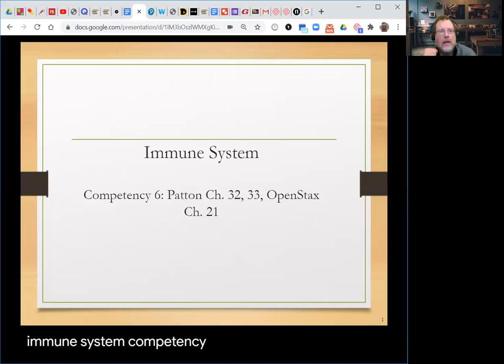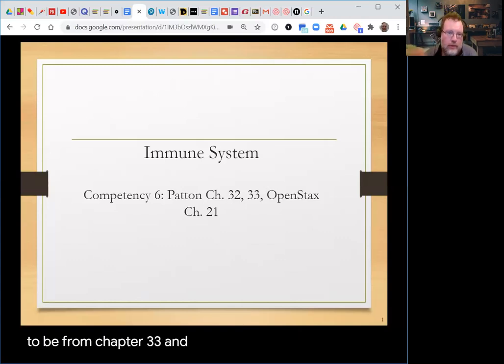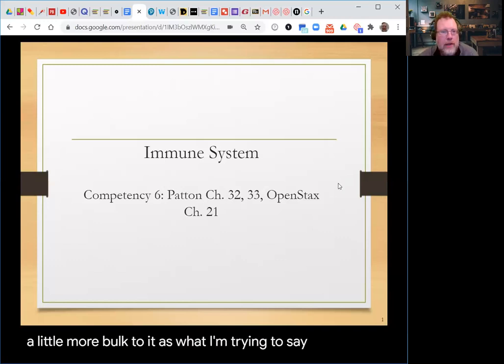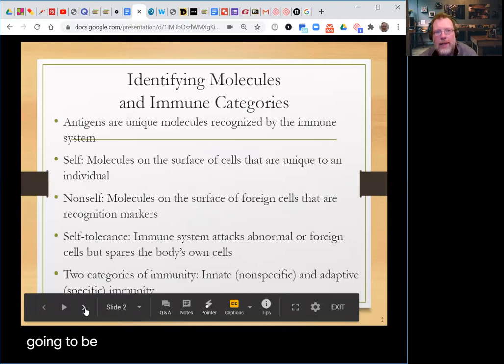So anyway, the immune system. Competency 6 in the Patton book, I think most of you still have chapters 32 and 33 is where the emphasis is going to be. I would say 70% is probably going to be from chapter 33 and 30% from chapter 32. So 33 has a little more bulk to it. And if you're using the OpenStax text, chapter 21 is where you're going to be for that.